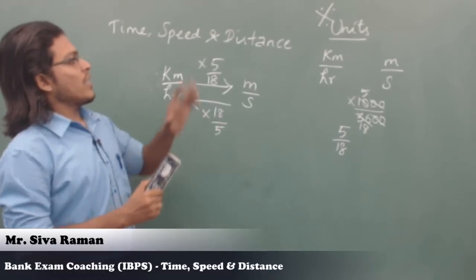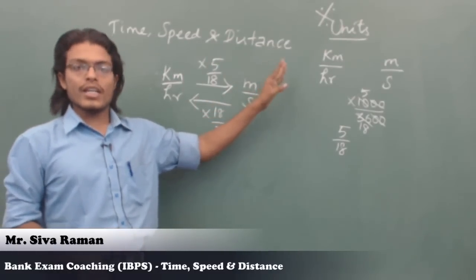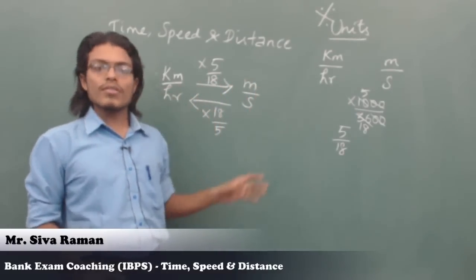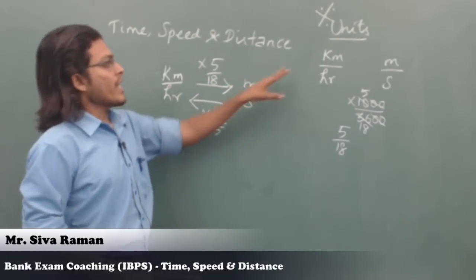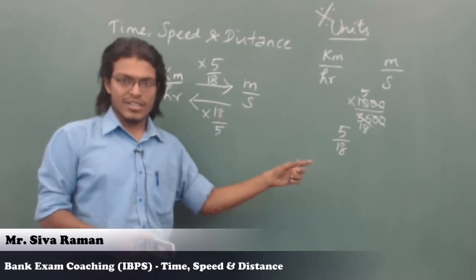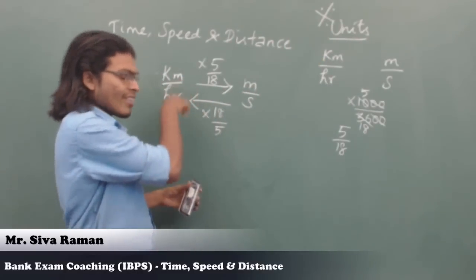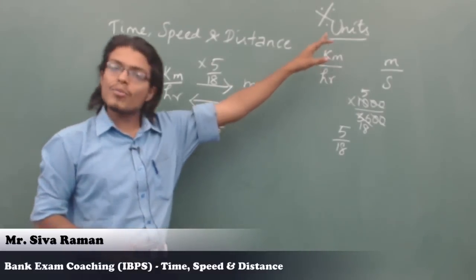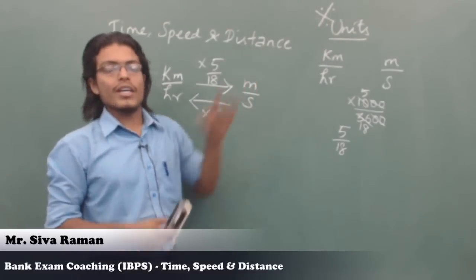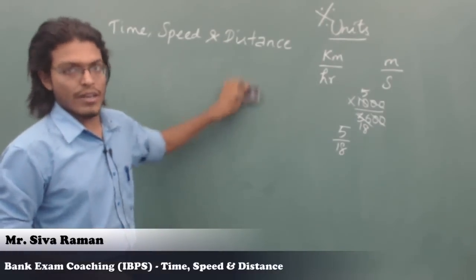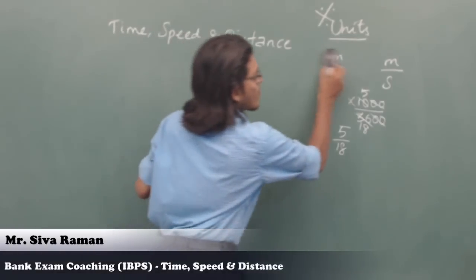The thing you have to be very keen on in time, speed and distance is the units, because most of the mistakes that people make are in the units. The data given in the question will be in a certain unit, and the answers will be in an entirely different unit. So, if you are careful about the unit part, it will be very easy to arrive at the final answer.